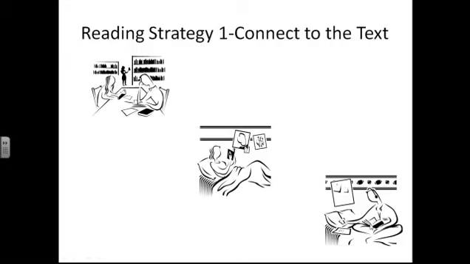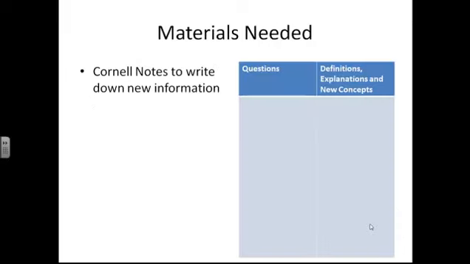In this lesson, you will learn a reading strategy called connecting to the text, which will help you engage and interact with the work of fiction. You will need to take a page of Cornell notes listing the various reading strategies so that you can practice these reading strategies as we read a short story.